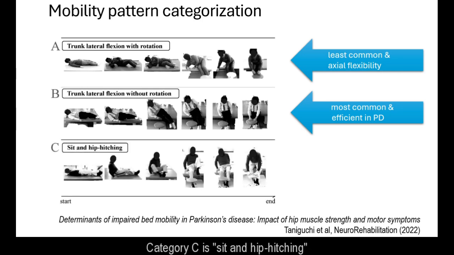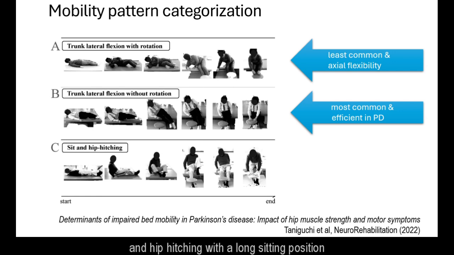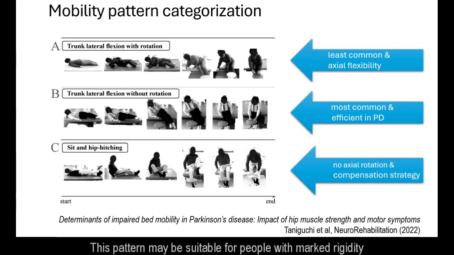Category C is sit and hip hitching. This pattern has 2 components: symmetrical flexion of the head and trunk, and hip hitching with a long sitting position, subsequently sitting at the edge of the bed. As it does not require trunk rotation, this pattern may be suitable for people with marked rigidity.